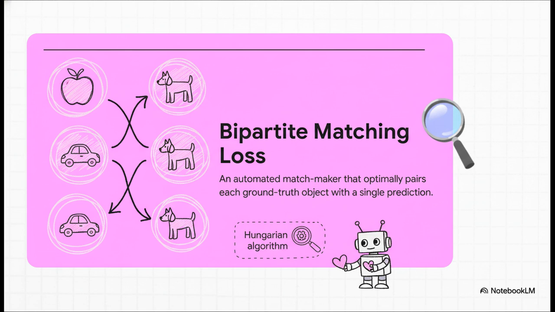Now that sounds complicated, but the idea is actually super intuitive. During training, it acts like an automated matchmaking service. Imagine you have the real objects, the ground truth, on one side of a room. On the other side, you have all of the model's predictions. This loss function finds the absolute best, most perfect one-to-one pairing between them. Each real object gets matched with exactly one prediction. Any prediction that doesn't get a match is considered wrong, period.